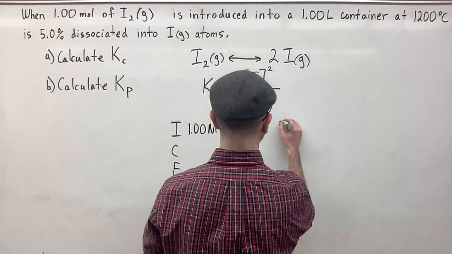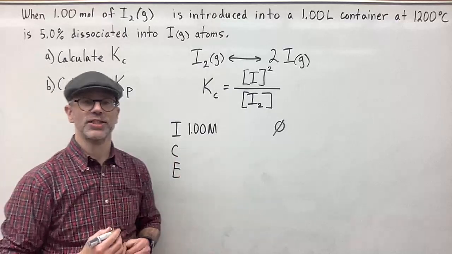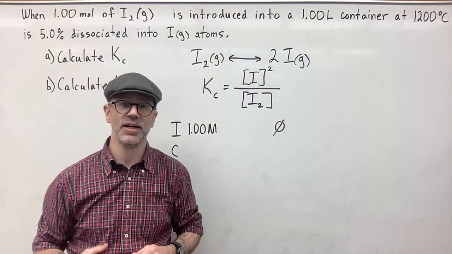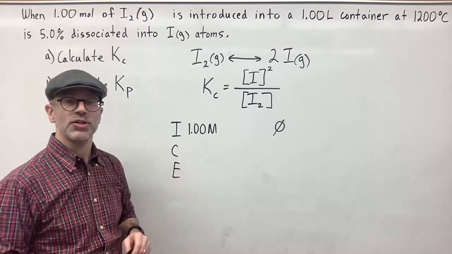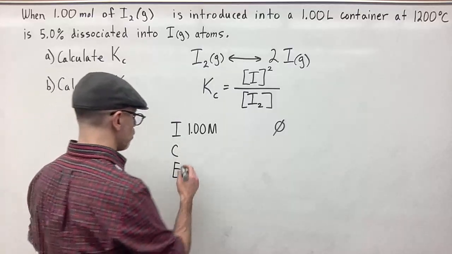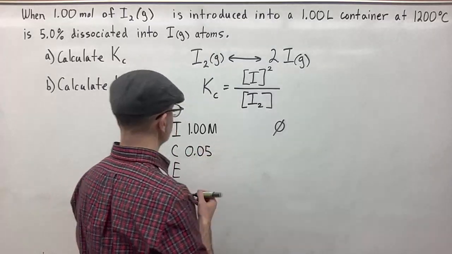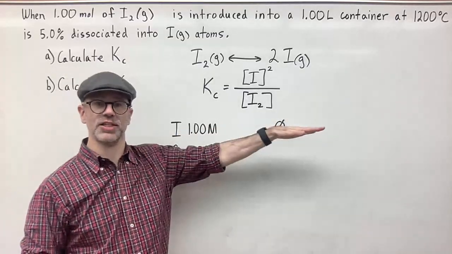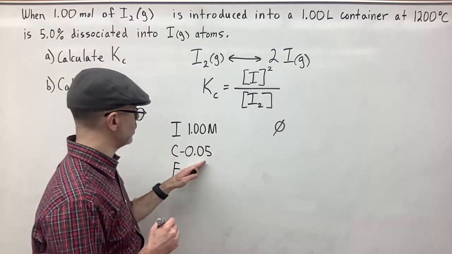We start off with 0 initially. And how do we figure out the rest? Well, we are told that there is 5% dissociation. So that's the change in our table. So what is 5% of 1.00? Well, it's 0.05. That's the change. And since we have 0 amount over here, we know that the equilibrium is going to shift this way. We're going to make product. So the change here is a negative 0.05.